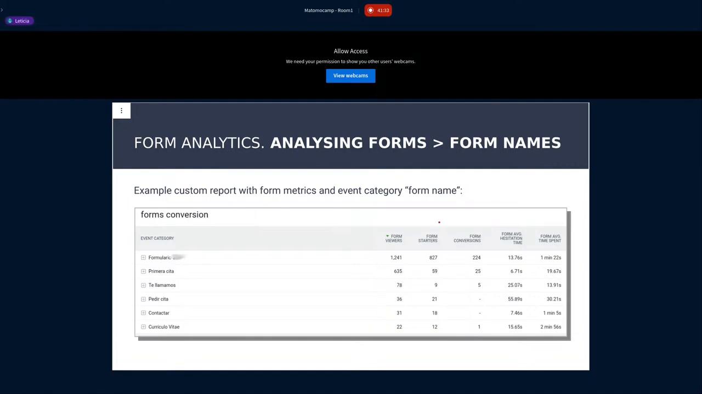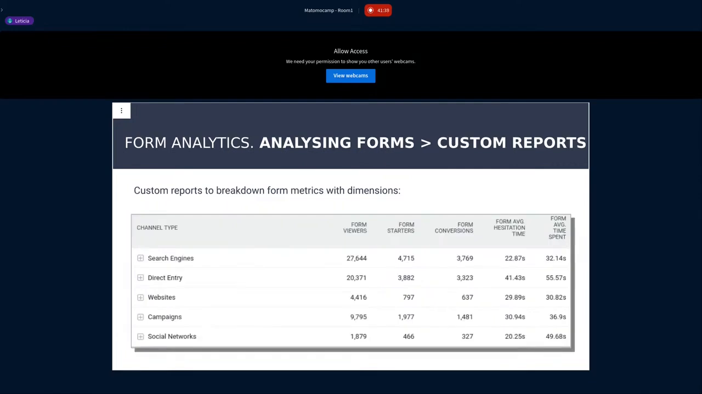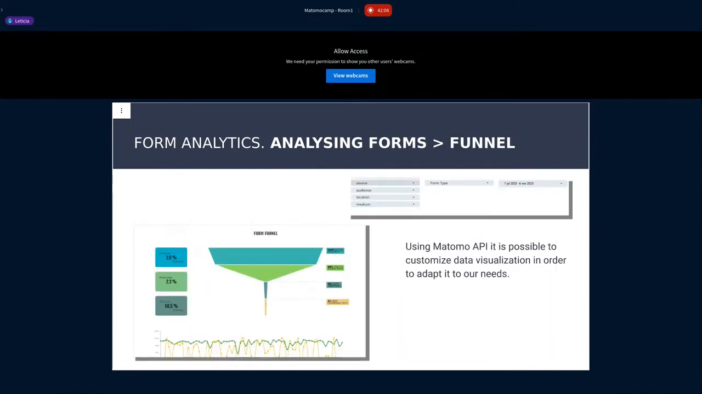As well, we can use custom reports to segment by interaction and form names. Custom reports are very useful to break down metrics by dimensions such as channel, marketing campaign, device or country. So we use this a lot to segment all the information and get insights. We really think that customized data visualization is the best way to make data understandable. So we try to export all this data from the custom reports with the API.